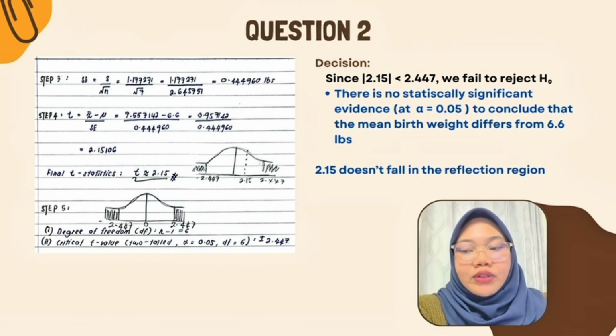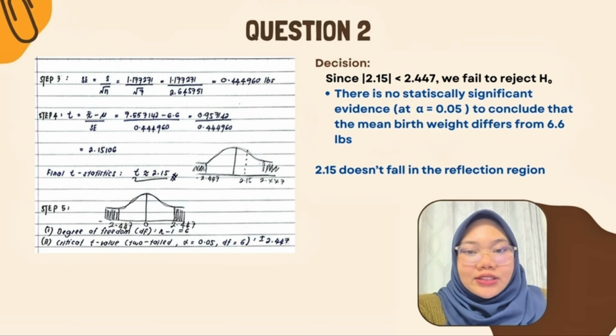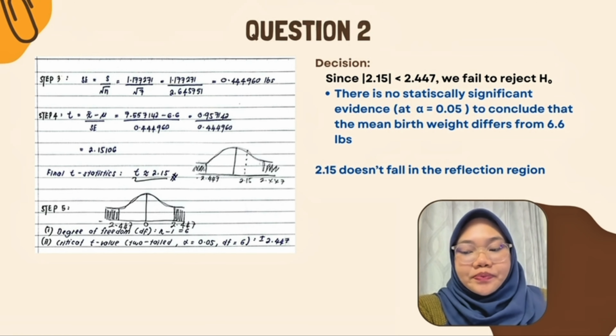And then on step 4, we have the t statistic, t equals mean minus mu divided by standard error. That is 7.557142 minus 6.6 divided by 0.444960. We will get 0.957142 divided by 0.444960. And then the last answer is 2.1516. So the final t statistic, t equals 2.15.